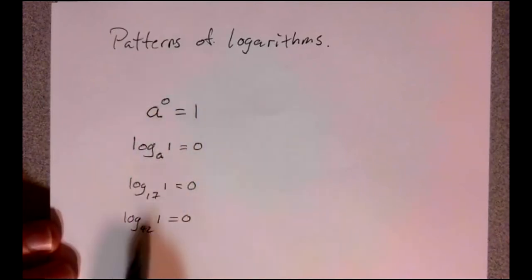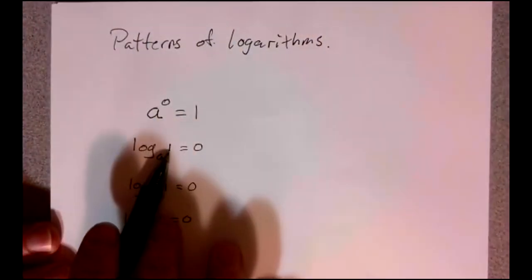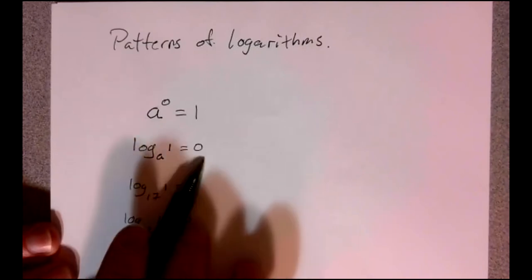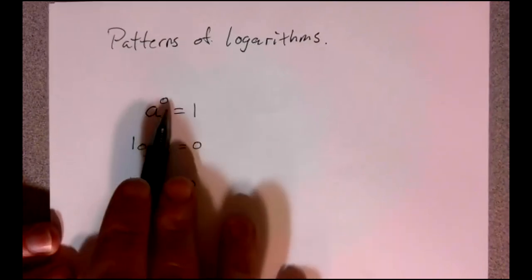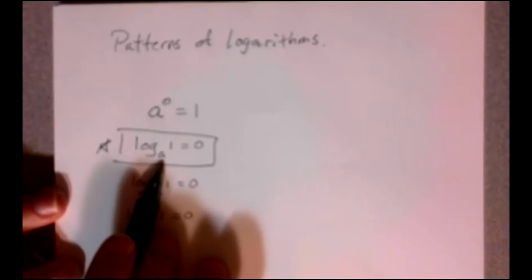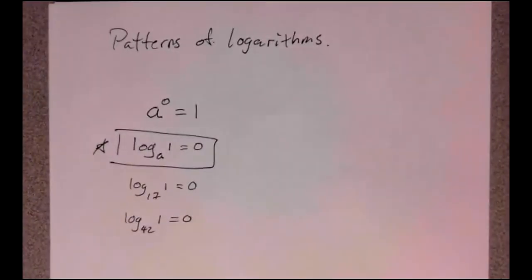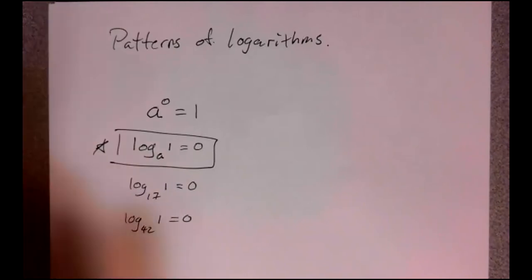It took me a while to get used to it, but I just remembered anytime I have a 1 in the logarithm, that means that the exponent would be 0, because anything raised to the 0 power equals 1. So that's our first pattern. It doesn't matter what the base is, but if the argument is 1, then the whole logarithm is going to be equal to 0. That's a really good one.